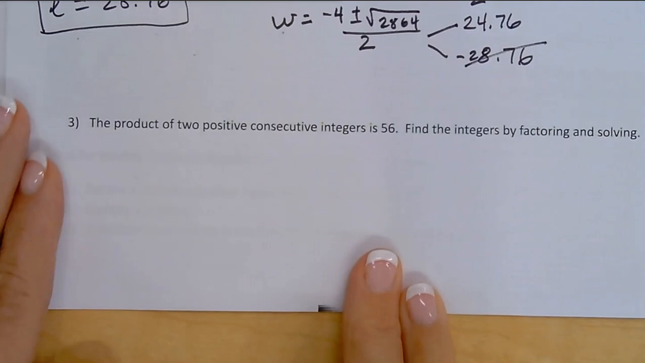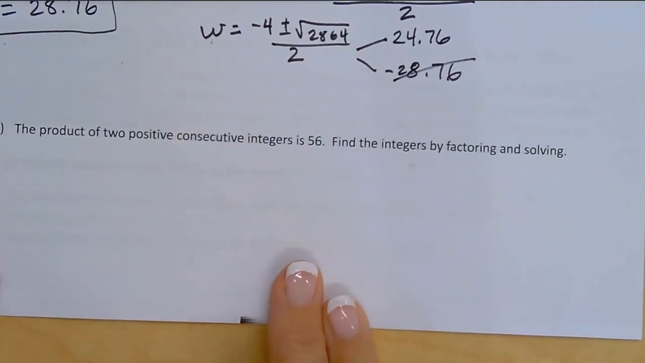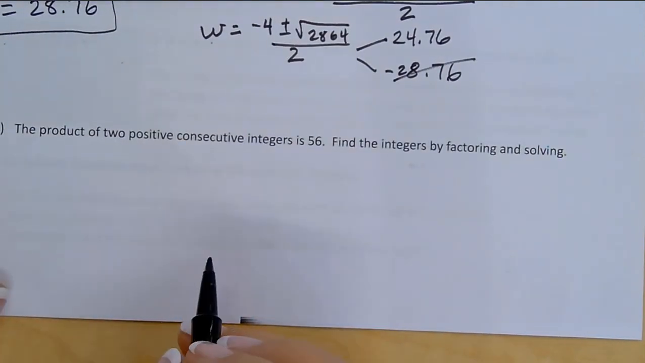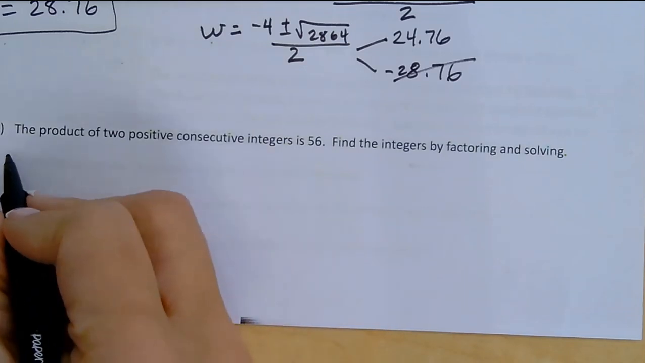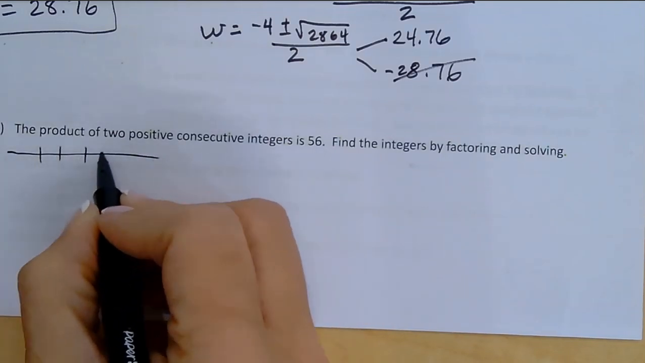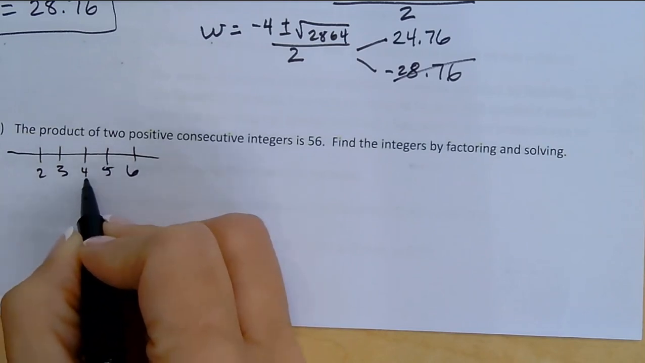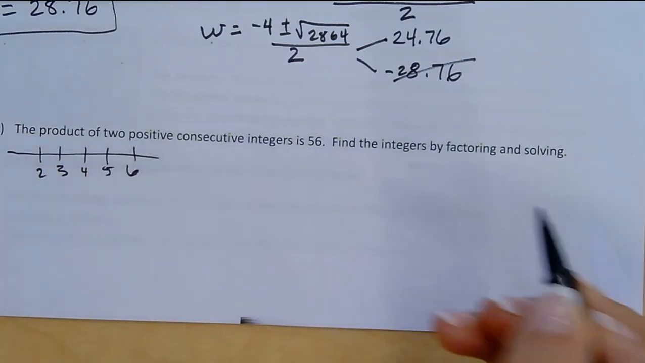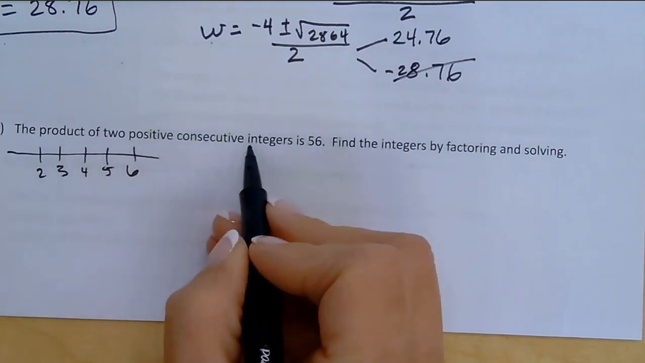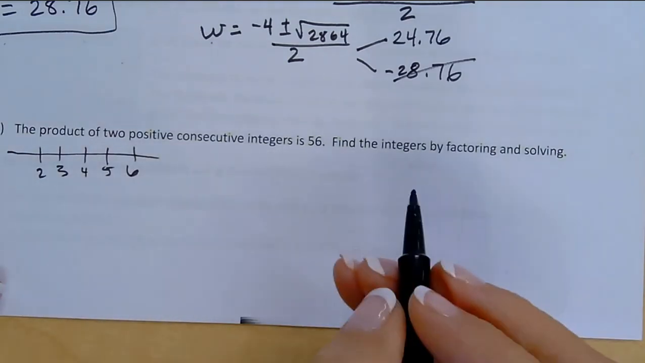The product of two positive consecutive integers is 56. So we know that on a number line, any numbers that are side by side are consecutive. 2, 3, 4, 5, 6. So 3 and 4 are consecutive. 4 and 5 are consecutive. I have the product of two positive consecutive integers is 56.